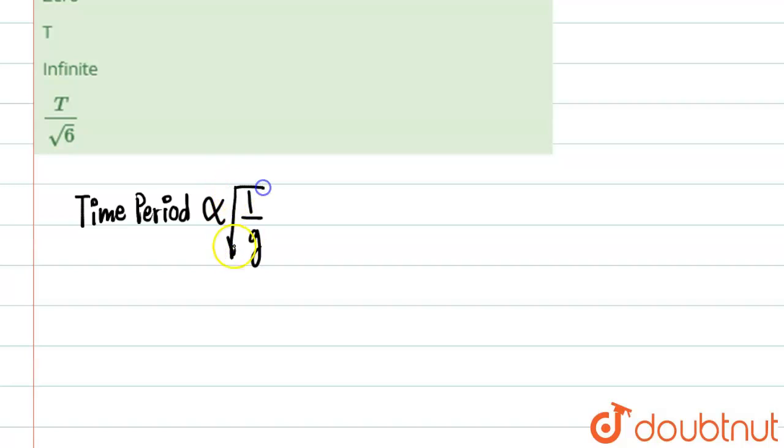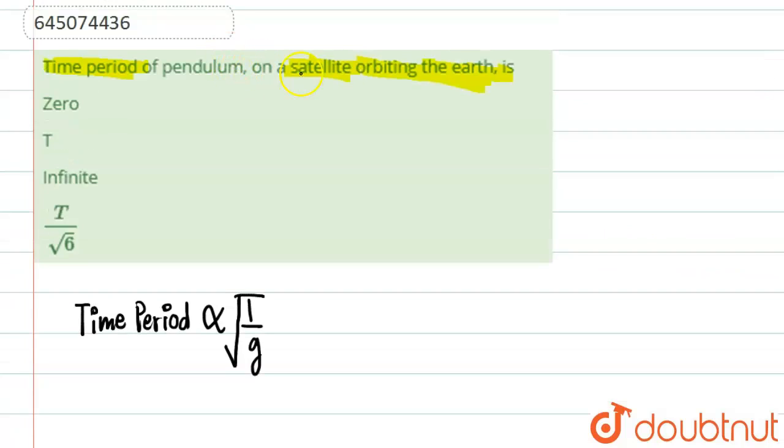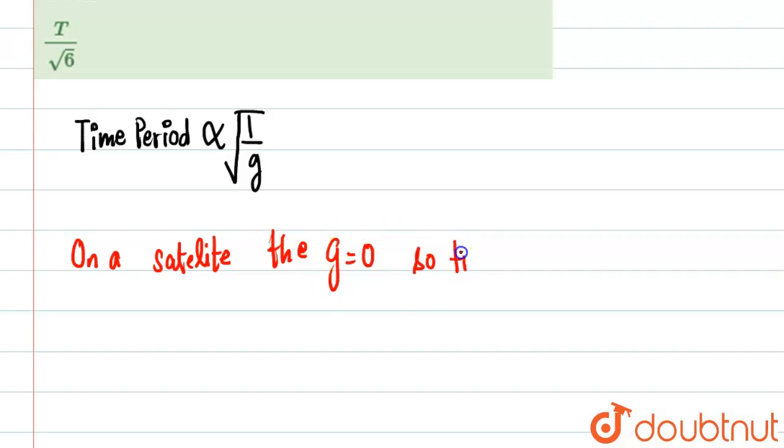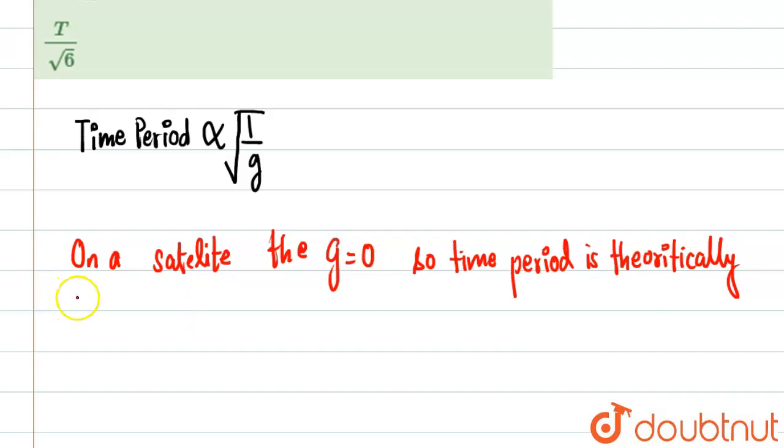So if you see properly, what is the case over here is that the acceleration due to gravity on a satellite that is orbiting Earth is basically 0. Why? Because the satellite is out of the gravitational pull of the Earth basically. So g will be 0 on a satellite. The g is basically equal to 0. So time period is theoretically infinite. So what do we understand by this?